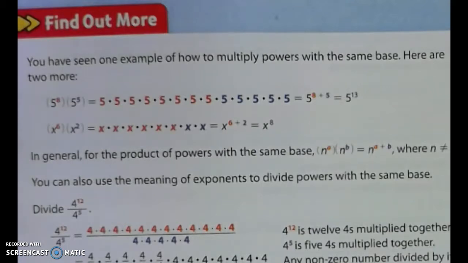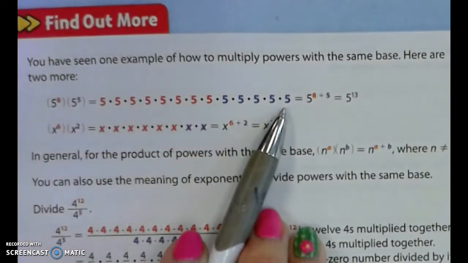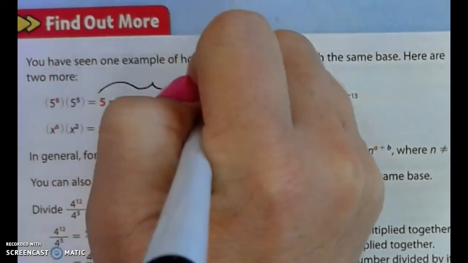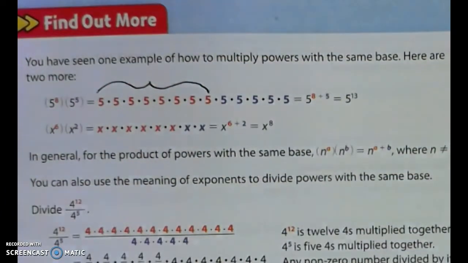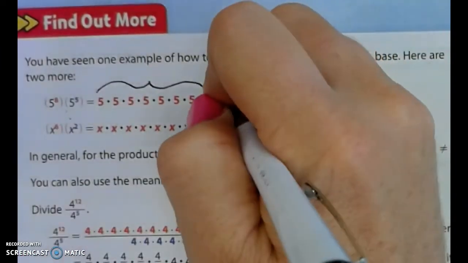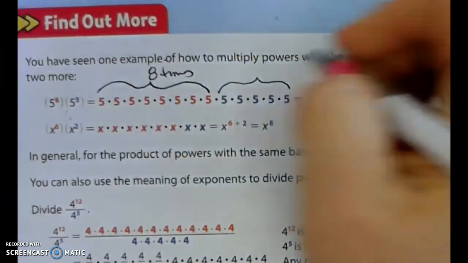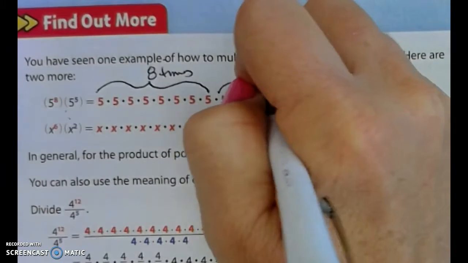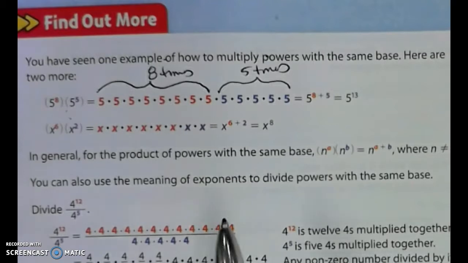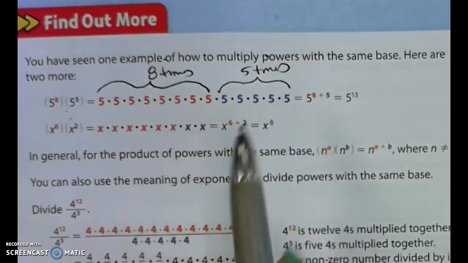Here are 2 more. 5 to the 8th times 5 to the 5th. Now the first thing they've done is show you expanded form. 5 to the 8th in red, they listed 8 copies of the base 5 times 5 to the 5th in blue, and they used the base 5 times. And then if you were using expanded form, you would have said my base is 5 and I've used it 13 times.